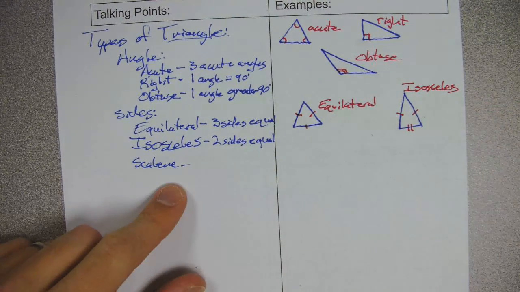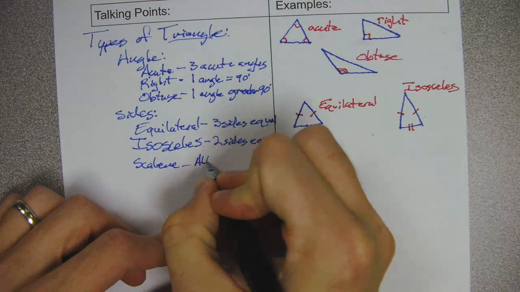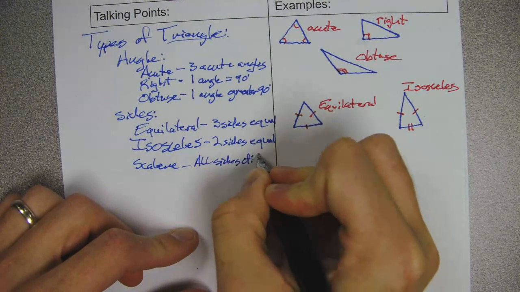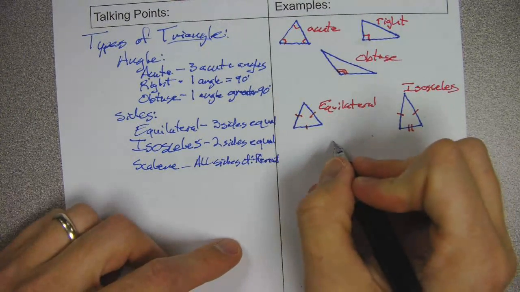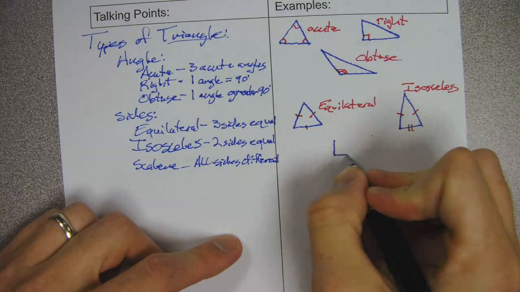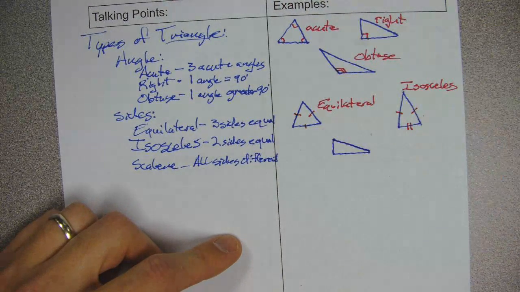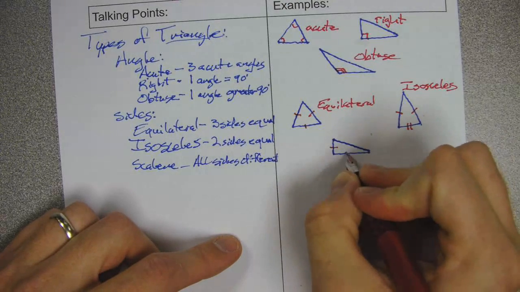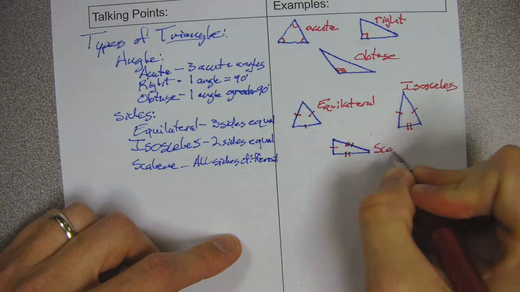All right. And then last but not least, we have scalene. So we could just say that all sides are different. So, for example, a triangle, say like this, maybe a right triangle, but with all three sides being different. And again, scalene triangles don't have to be right. This one just happens to be. There we go. And this would be scalene.